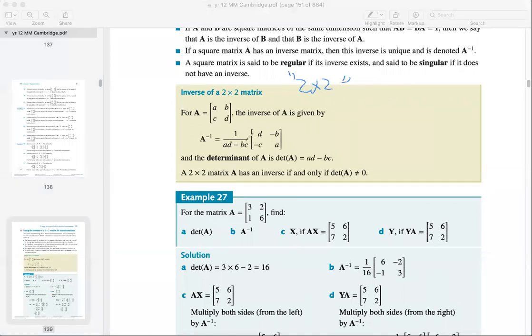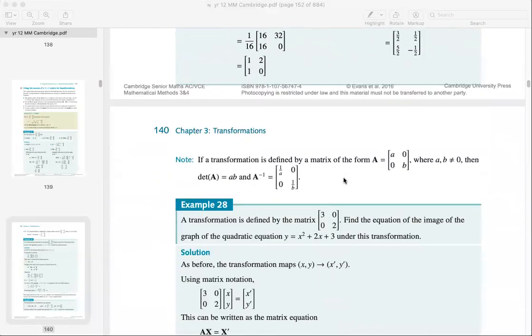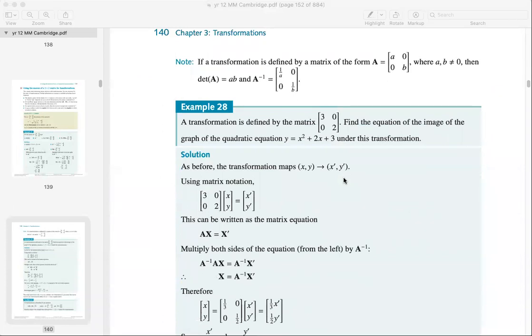Okay, and the matrix determinant is AD minus BC. So if the matrix has an inverse, the determinant has to be not equal to 0. Otherwise, 1/0 does not exist. So not every matrix has an inverse, right? If it doesn't, then we just call it singular. Okay? And let's keep going. We will see why this is the case.